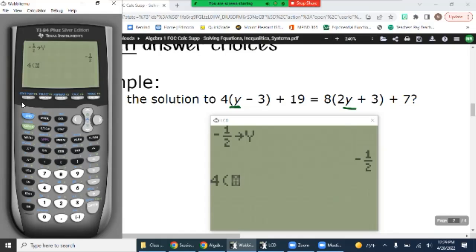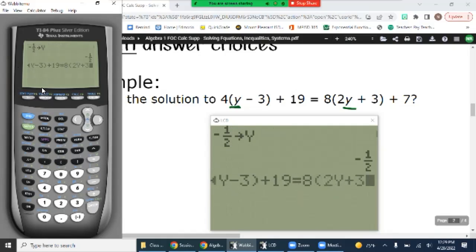Not an x, a y, my bad. Y - 3. I think the hardest part, or one of the things that a lot of people confuse, is your minus sign and your negatives. So when you have a mixture of minus and negatives in the same equation, you can actually see the difference in the size. A negative will be smaller, and a minus sign will be a longer dash.